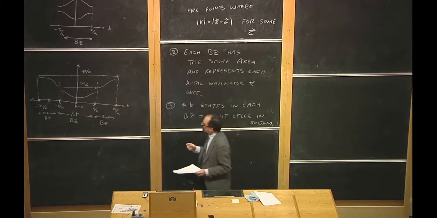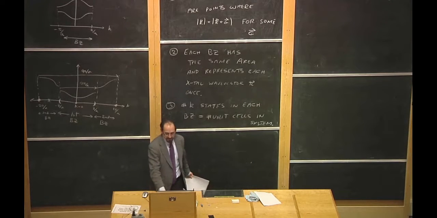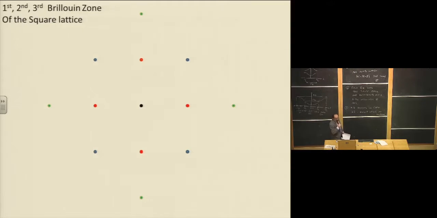So let me do an example of this in 2 dimensions to make this more clear. We're going to start with a square lattice in real space. The reciprocal lattice of a square lattice is also a square lattice. So I've drawn a square lattice; this is supposed to be the reciprocal lattice. I've colored some of the points differently just to make them easy to talk about. The point at k equals 0, I've colored black in the center. First we're going to construct the first Brillouin zone, which is the Wigner-Seitz cell of this black point in the center.